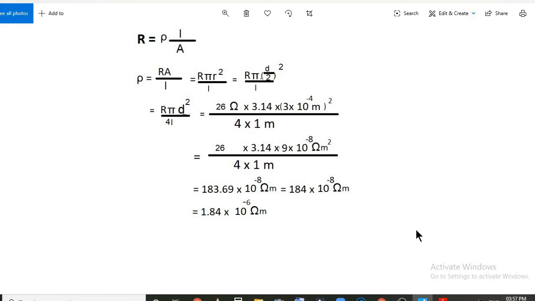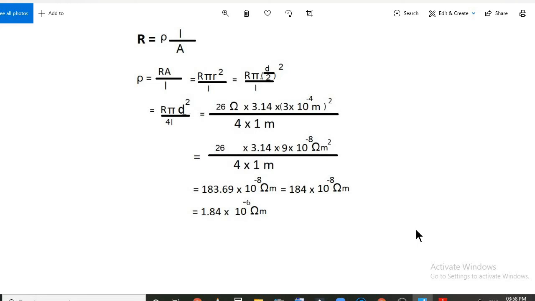R is resistance, that is 26 ohm. Pi is 3.14. D means diameter. Diameter is 0.3 millimeter. How can we convert to meter? 1 millimeter is 1 by 1000 of a meter, that means 1 by 10 raised to 3. When the 10 raised to 3 comes to the upper side, it becomes 10 raised to minus 3. Therefore, 0.3 millimeter means 0.3 into 10 raised to minus 3 meter.